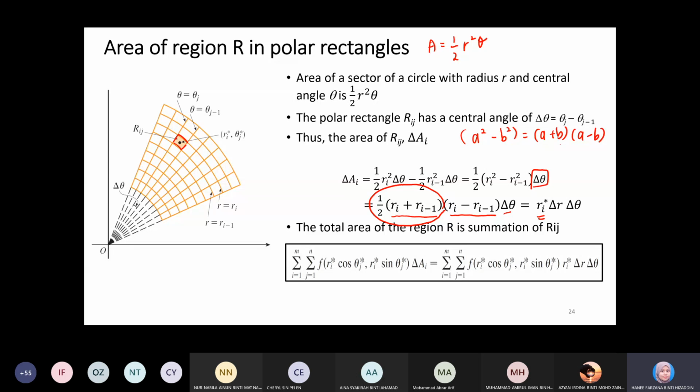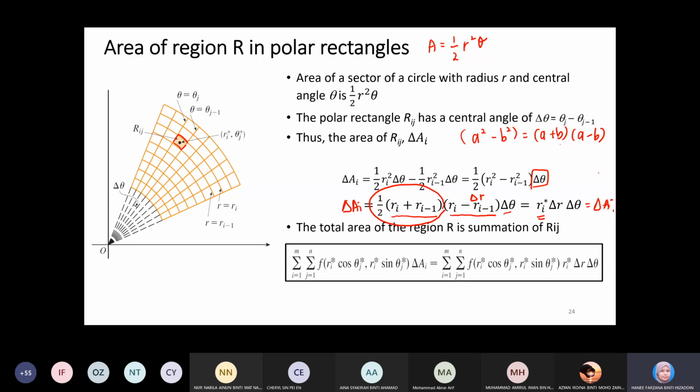Previously you know that Ri plus Ri minus 1 divided by 2 is the average of R. So the point is to get to the fact that the area of this polar subrectangle, delta Ai, equals Ri star times delta R times delta theta, because this here is your delta R and here is delta theta. The point is to derive this.